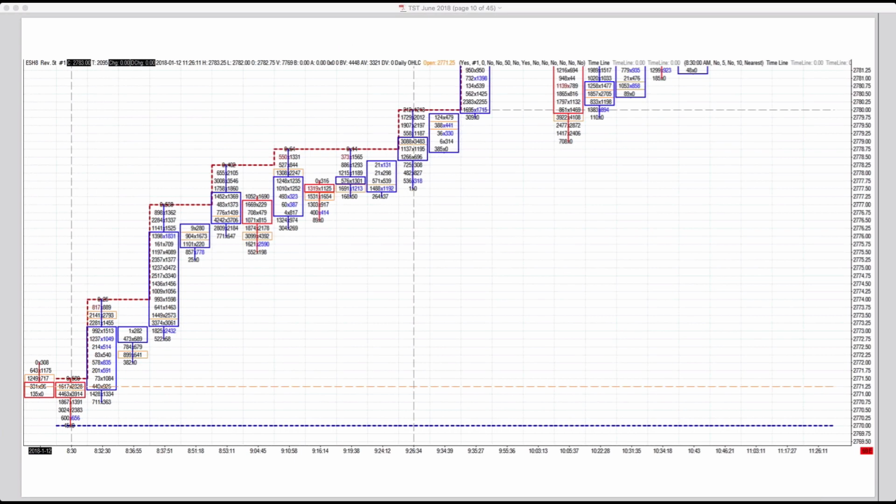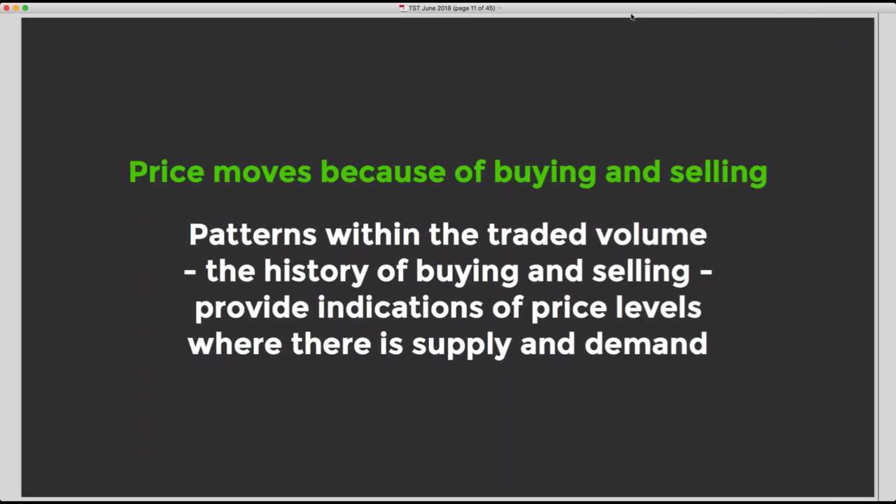So when we have a chart like this, the footprint, what it gives us is the history of transactions that occurred at market by lifting the ask or hitting the bid. And if we recall from the illustration of the DOM, price moves because of buying and selling. If we consume the inventory, the quote will move. That's why price moves. Now, there are patterns within the traded volume, within the footprint, the history of the buying and selling, that can provide indications of price levels where there is supply and demand.